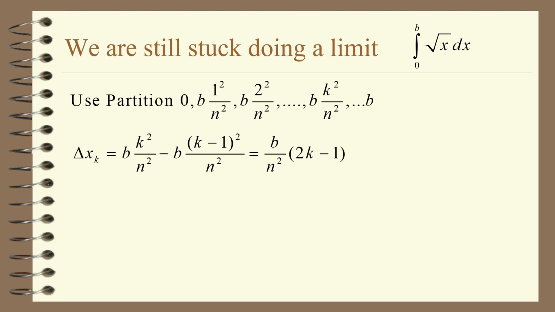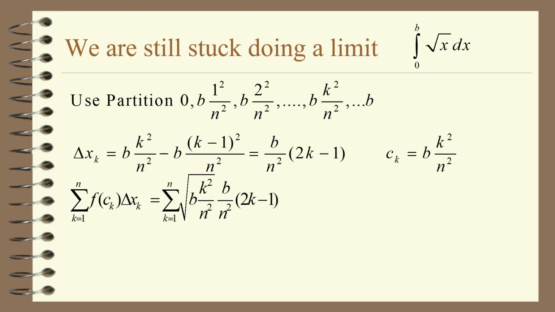The width of all these subintervals is the same. It's just the difference in consecutive x values. And I've given you the answer here by subtracting consecutive x values as a function of k and doing the algebra for you. I will also choose the right endpoint in every subinterval. That will then be this value. So let's look at the Riemann sum.